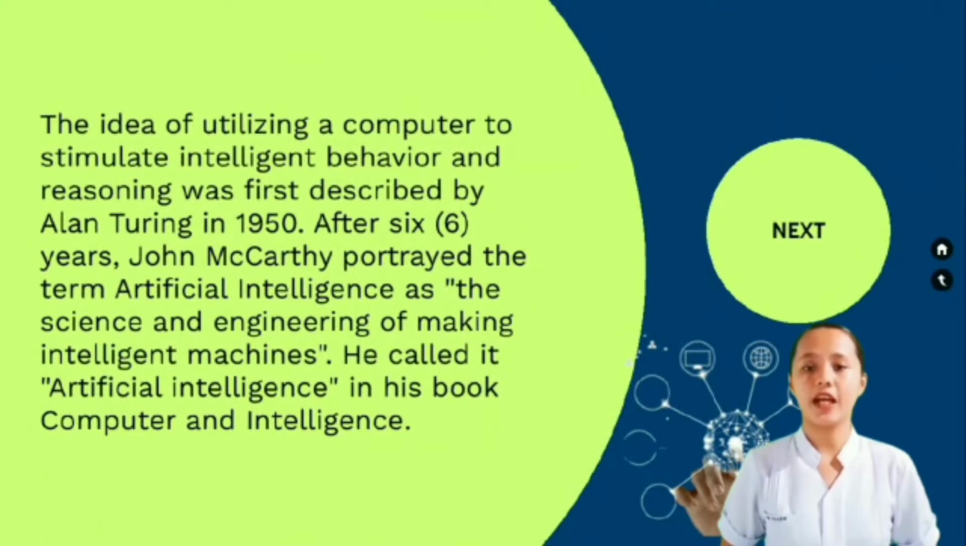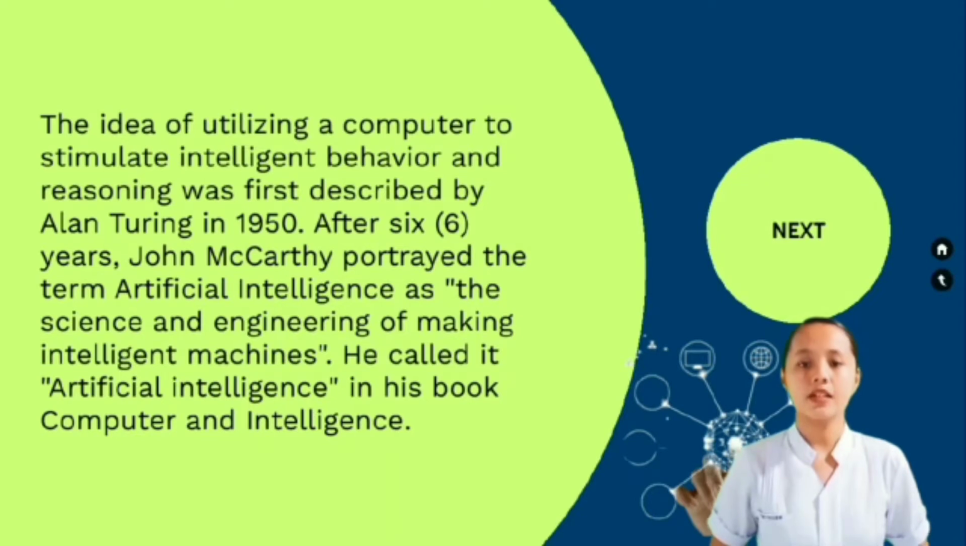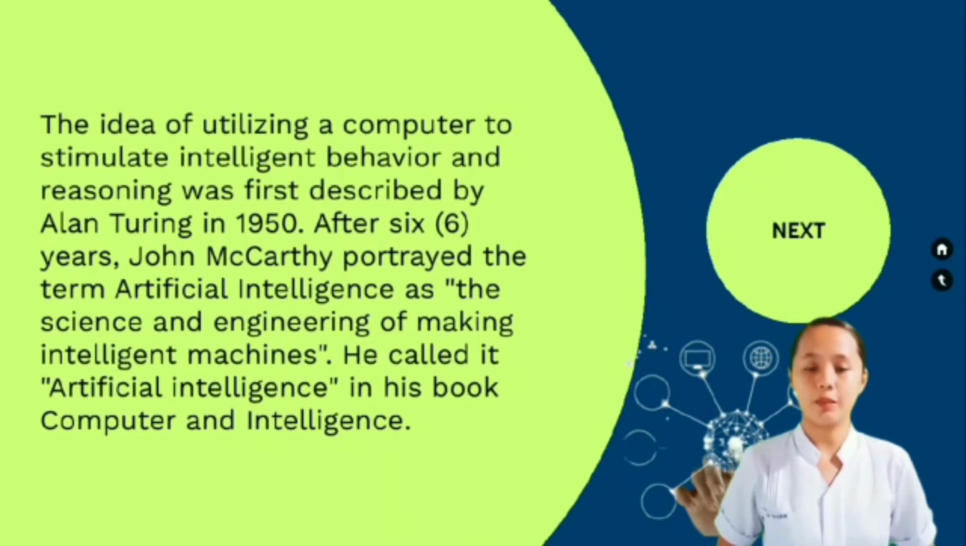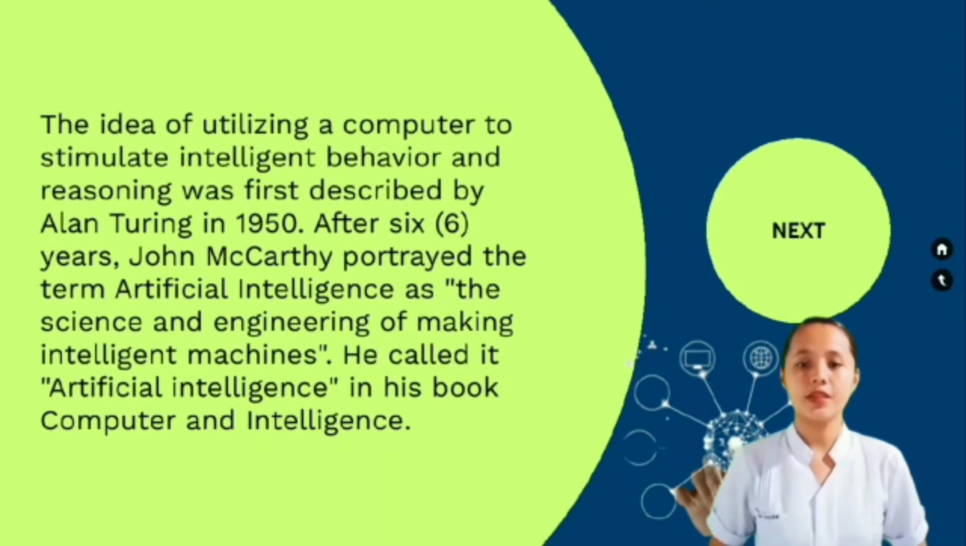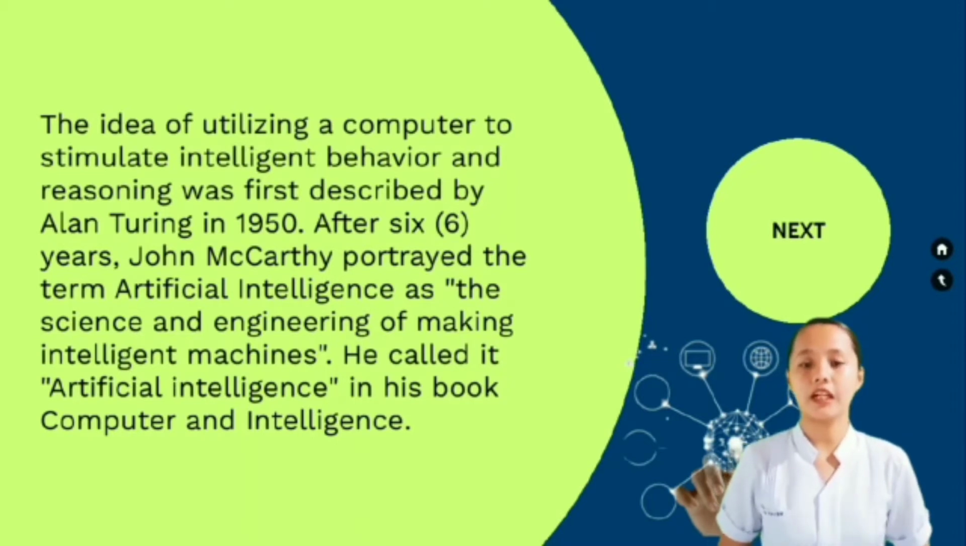History of artificial intelligence in healthcare. The concept of using computers to simulate intelligent behavior and critical thinking was first described by Alan Turing in 1950. In the book Computing Machinery and Intelligence, Turing described a simple test, which later became known as the Turing test, to determine whether computers were capable of human intelligence. Six years later, John McCarthy described the term artificial intelligence as the science and engineering of making intelligent machines.